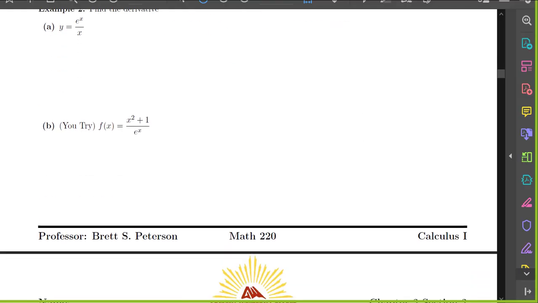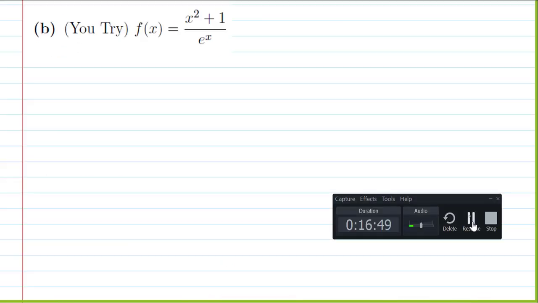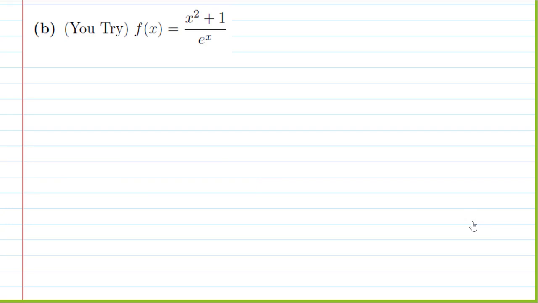All right, it's now your turn. All right, so let's go ahead and do this. So we identify f as x squared plus 1, and g is e to the x. So then f prime is going to be 2x, and g prime is going to be e to the x.